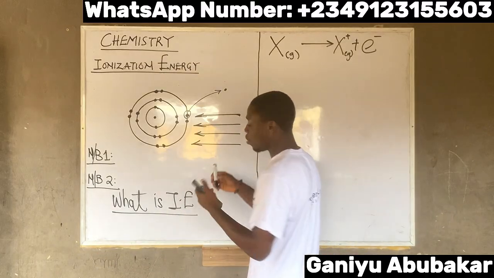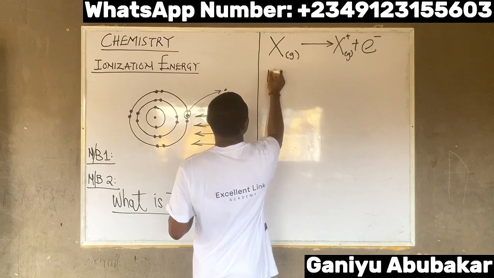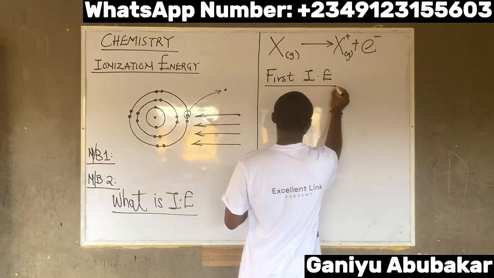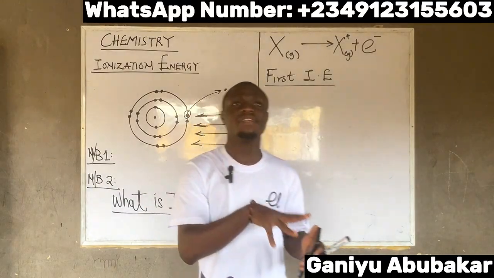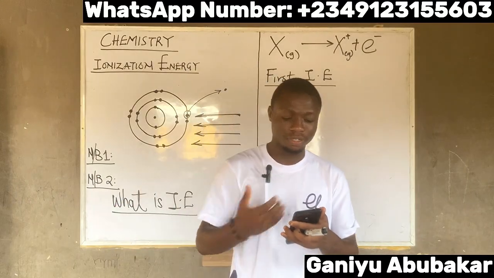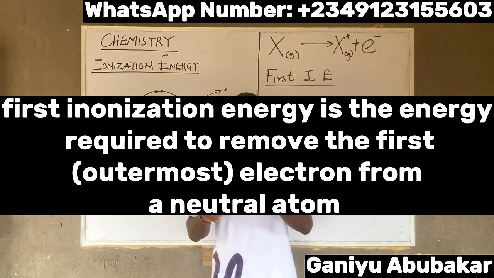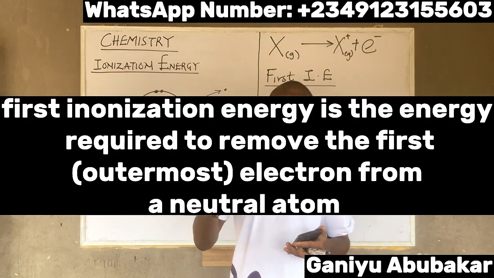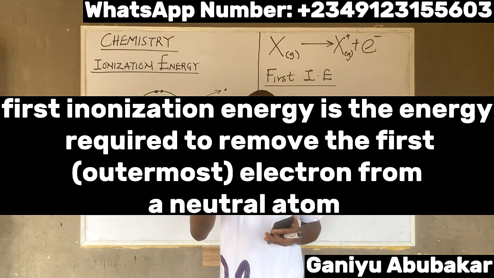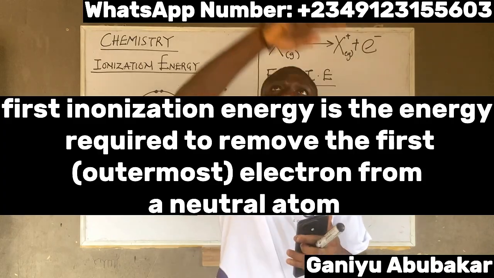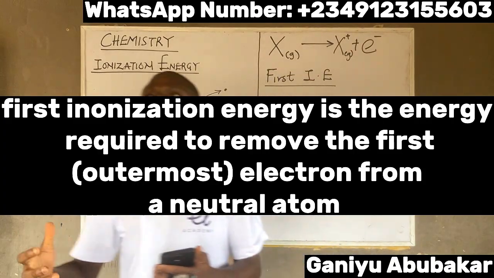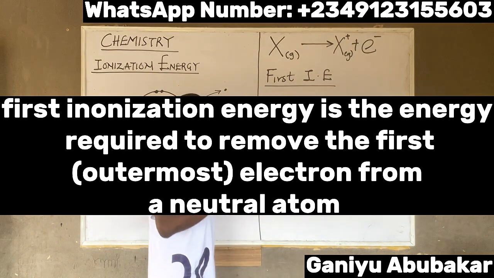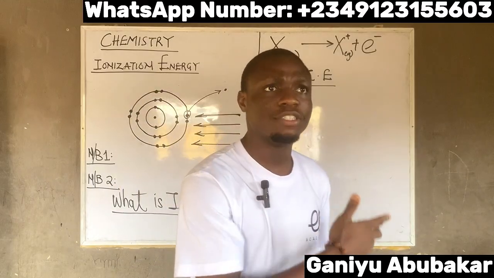So look at the first concept, called the first IE. We have the first IE, second IE, and third IE. By definition, the first IE is the energy required to remove the first electron from a neutral atom. Your ability to remove the first, outermost electron from a neutral atom is said to be first IE. So let's say I'm having aluminium, for instance. Let's consider aluminium as the element here.